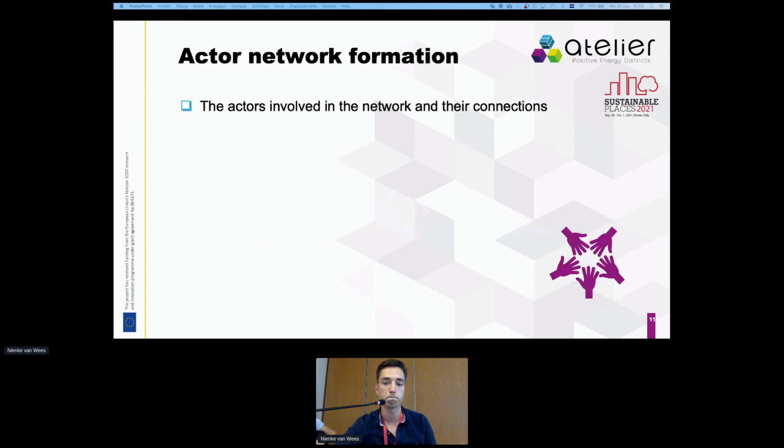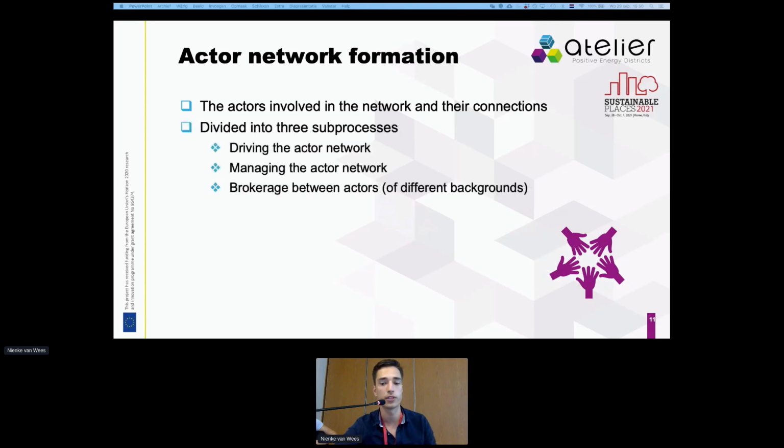So yeah, I've surely touched upon this. Actor network formation are the actors involved in the network and also their connections. And strategic niche management firstly sets up three key processes, and by delving deeper into the literature, we have divided all the key processes up into sub-processes to make it more tangible.